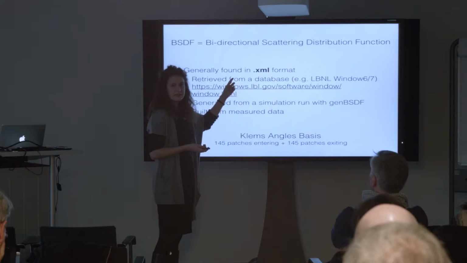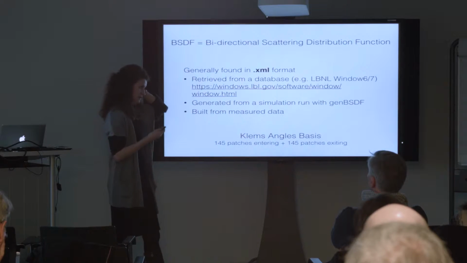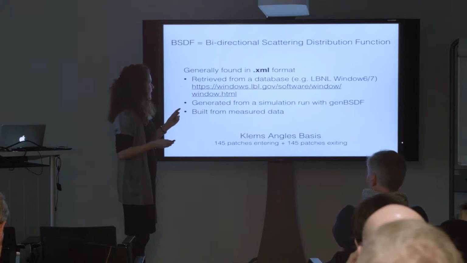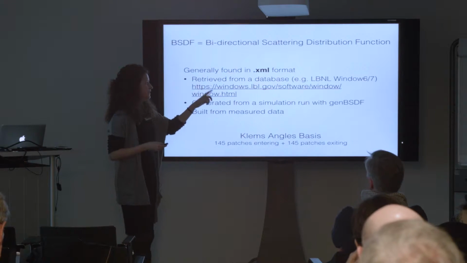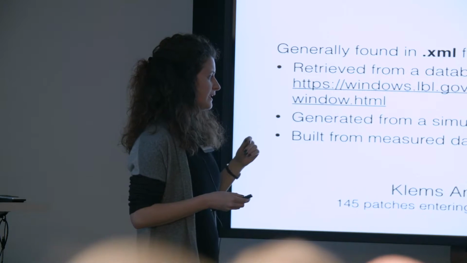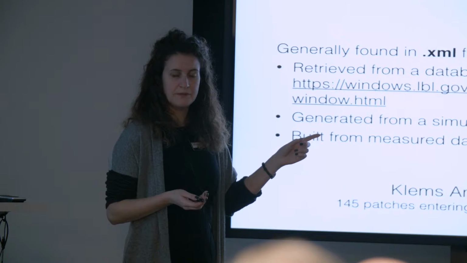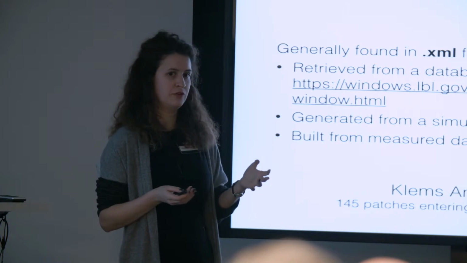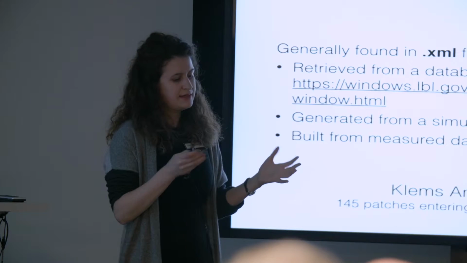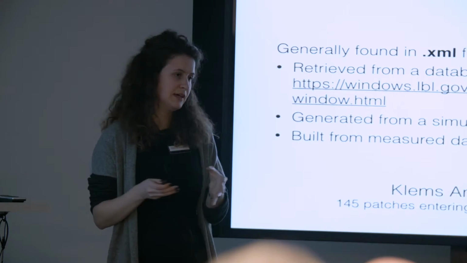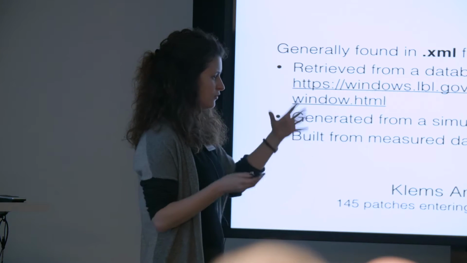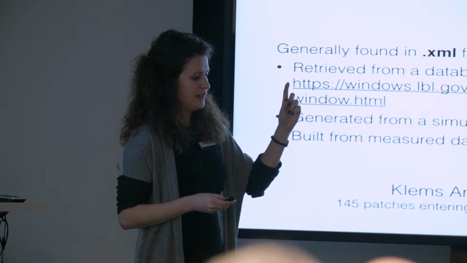They are usually described in an XML format, so it's self-descriptive and contains even some information about the manufacturer and other things, and can be retrieved from a database, for example the LBNL Windows 6 or 7, so that you can just download the description and the file in XML, or can be generated from Radiance itself. If you model your window geometry only, you can then use the tool genBSDF to create this BSDF description for that specific system. And last, they can be built also from measured data, if it happens that you have all the instrumentation needed to measure the light incident at every angle.